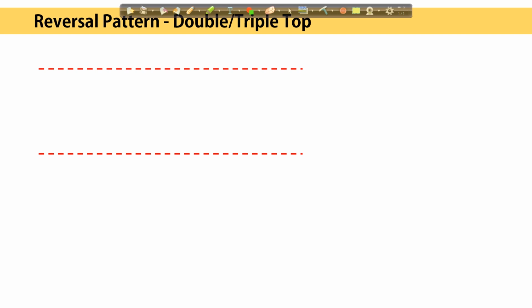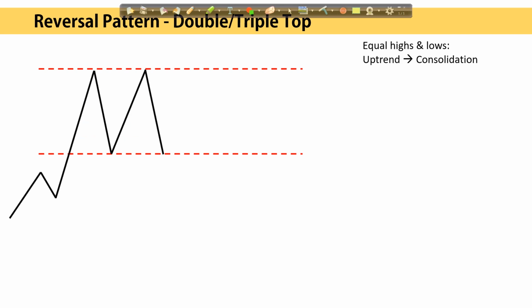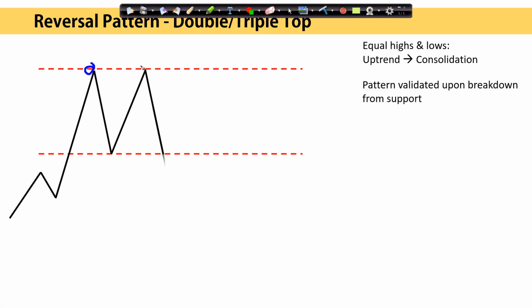And this pattern is the double or triple top reversal pattern. It starts off similarly to the H&S pattern, so our usual uptrend, except that this makes equal highs and equal lows instead. So likewise, when this pattern appears on the chart, or we can say that the uptrend has turned into a consolidation.